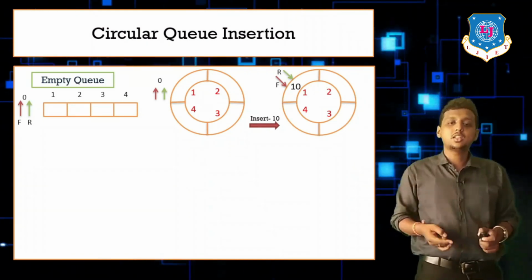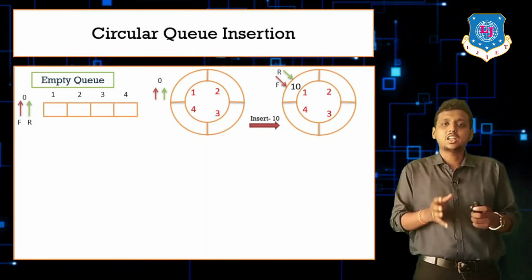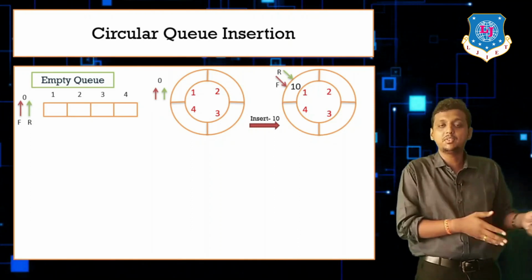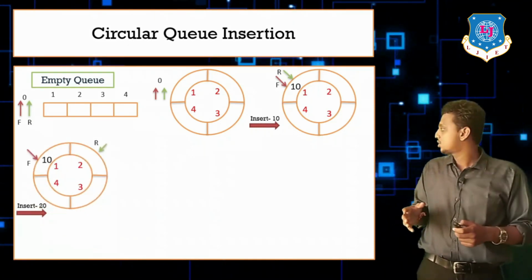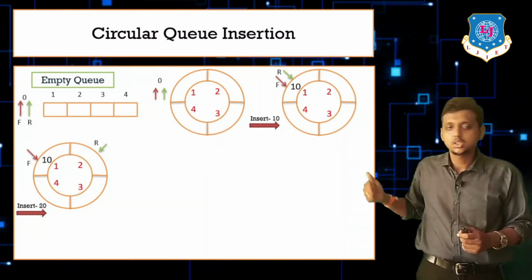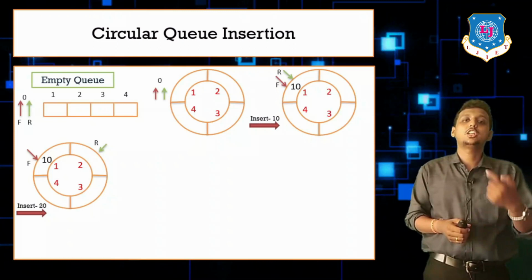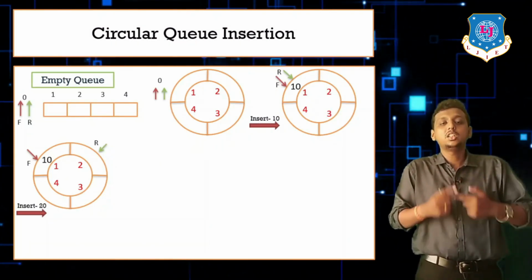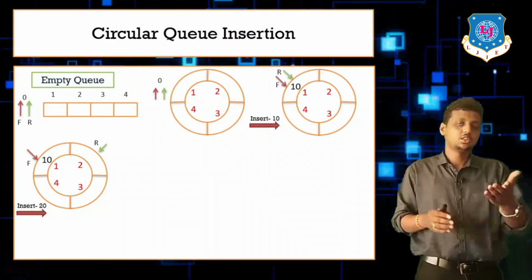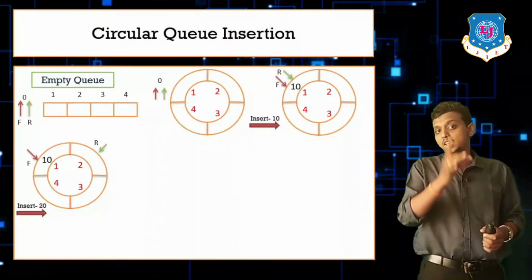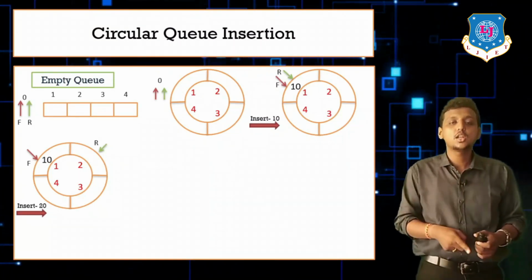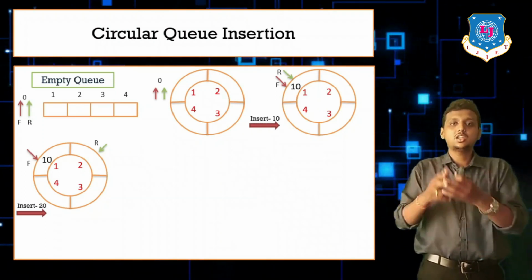Now let me insert 20 in this queue. Just open your notebook and check the steps that I have written in the previous slide. During the insertion of 20, first you need to check whether your r is at n or not. Is that so? No. So just increment the rear pointer. Now rear value becomes 2. Now check whether my f and r are both at the same position. No, because f is at 1. The latest value of the rear is 2, so the condition becomes false.